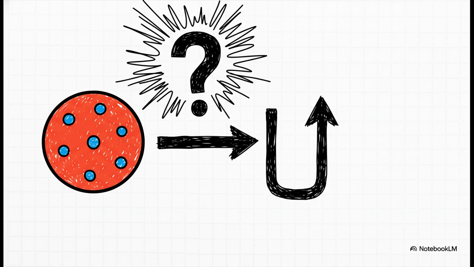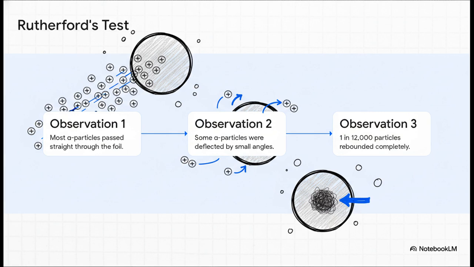And this is where the story gets really interesting. A new experiment, called the gold foil experiment, was performed by another scientist, Ernest Rutherford. And the results of this experiment were so unexpected that Thomson's watermelon model just could not explain them. So what did Rutherford do? He took very fast-moving, positively charged particles, called alpha particles, and fired them at a very thin sheet of gold foil. Here's what he saw.